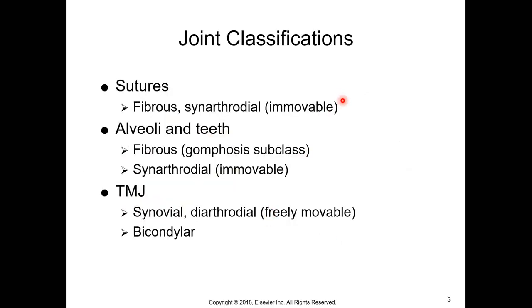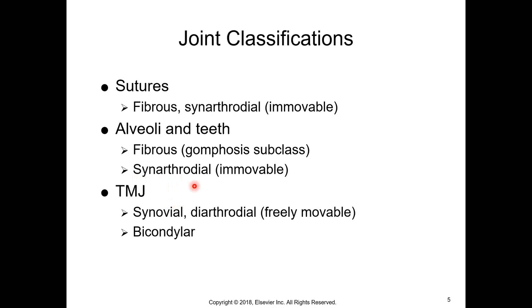Now, there are different joint classifications. You primarily dealt with the sutures being the fibrous or the thin arthroidal, which is non-movable. But with facial bones, you are dealing more with these next two bulleted points here. So your alveoli and teeth are going to be fibrous. They don't move, so they're thin arthroidal, but they are fibrous joints.